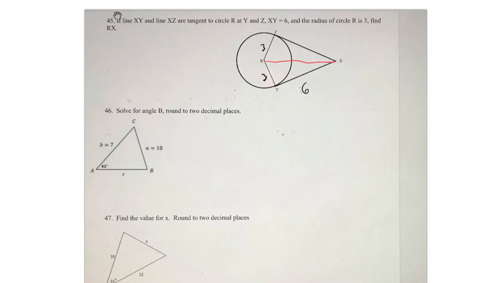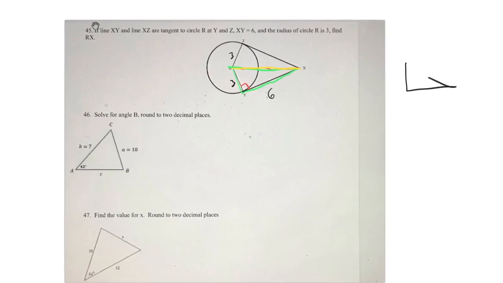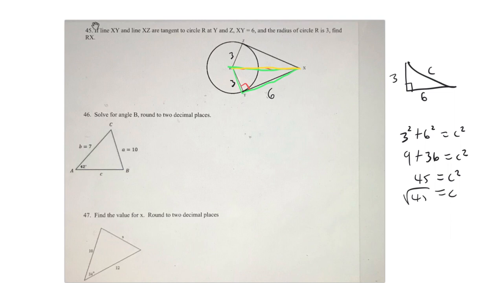Okay, if these lines are tangent, then that's 90 degrees. And therefore this triangle is a right triangle, which means we could use the Pythagorean theorem to find this yellow part, which is what they're asking for. So I'll draw it over here, 3, 6, and then we want to find, we'll call it C. So 3 squared plus 6 squared equals C squared. So 9 plus 36 equals C squared. That's 45 equals C squared, and C would therefore be the square root of 45, and then C could be said to be 3 radical 5. Okay, so that's that one.